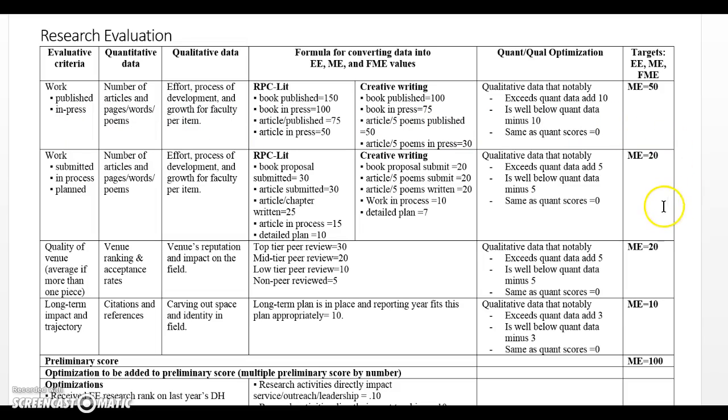But don't get nervous, because we have some cool optimizations here below that will compensate fairly in case you have a slow year because the previous year you did really well. So your work submitted, in process, or planned is worth 20 out of 20%. The quality of the venue is worth 20, and the long-term impact and trajectory is worth 10. It might be we move this to 10 and this to 30, but I would like a full faculty discussion on these weights, these categories.